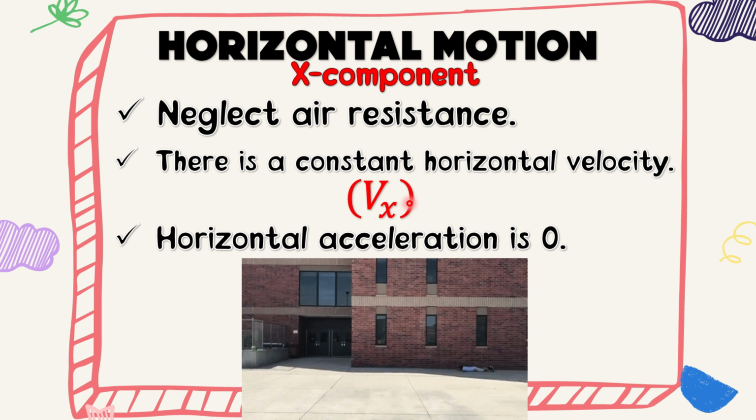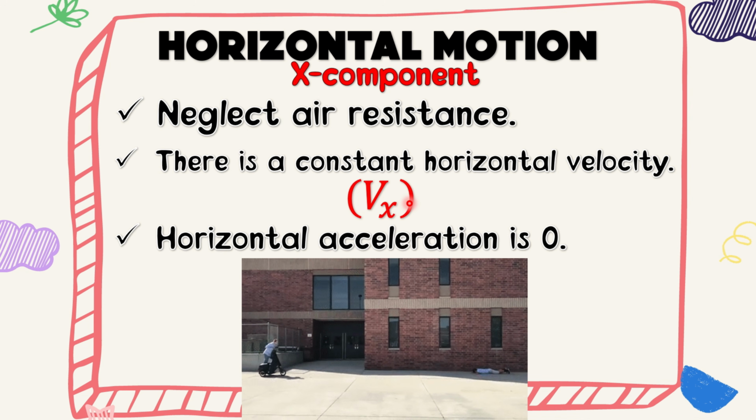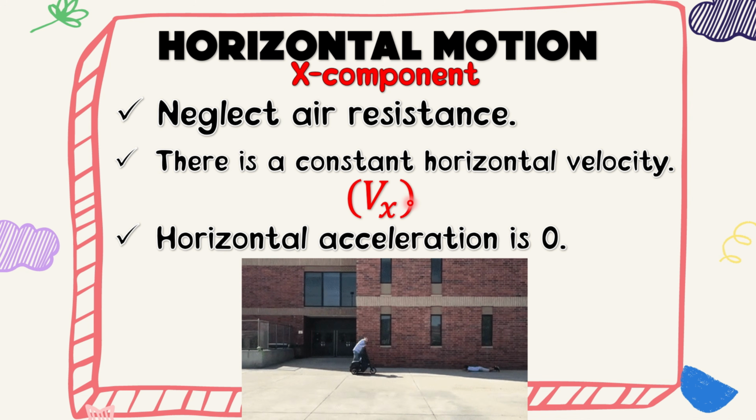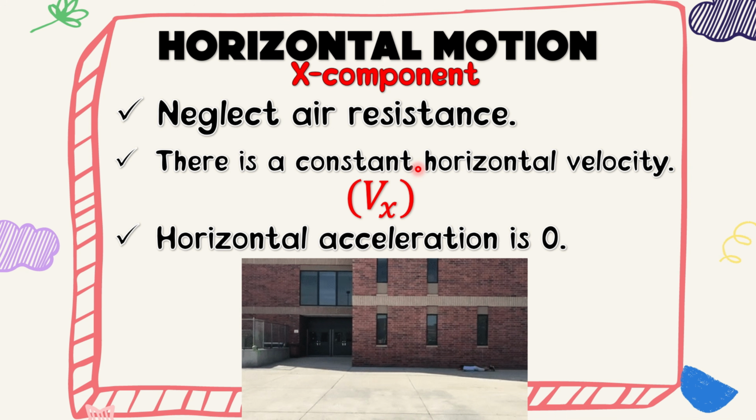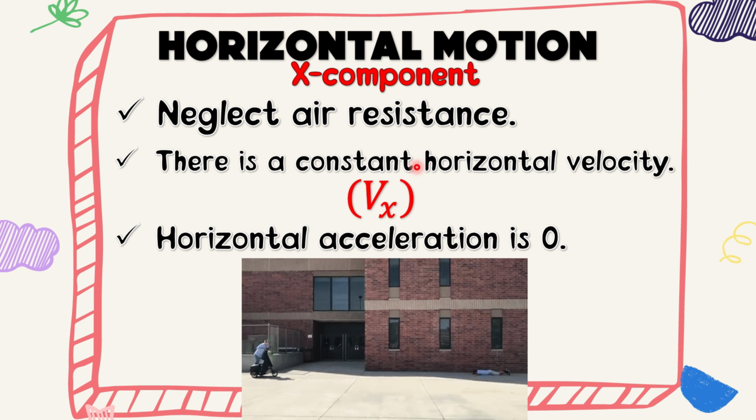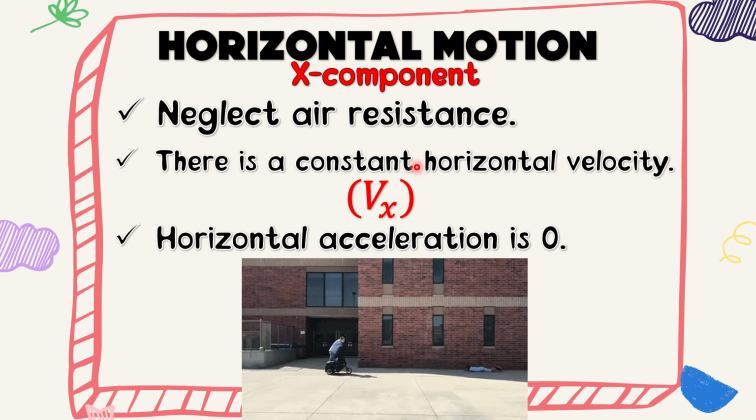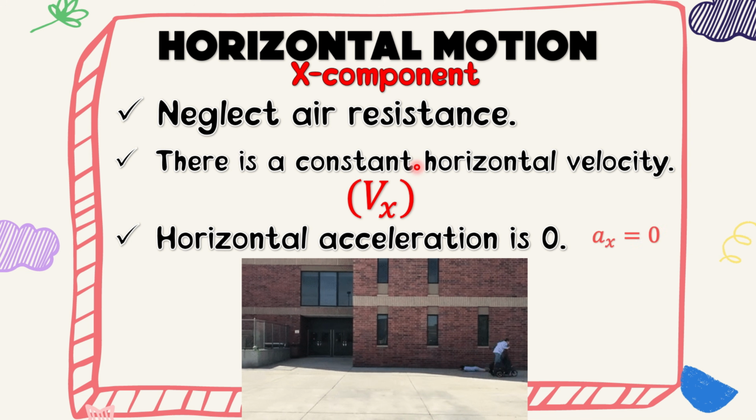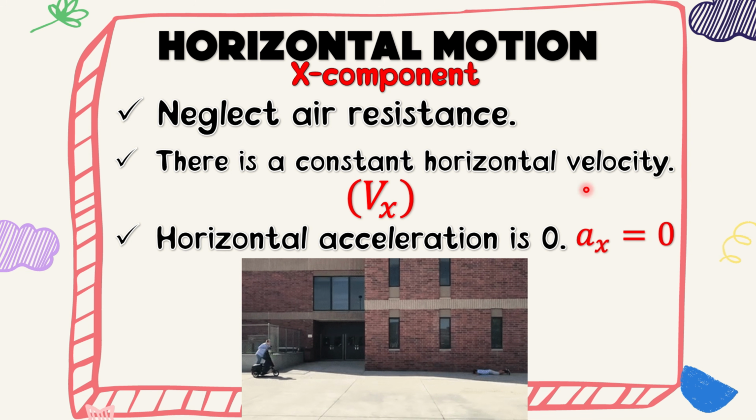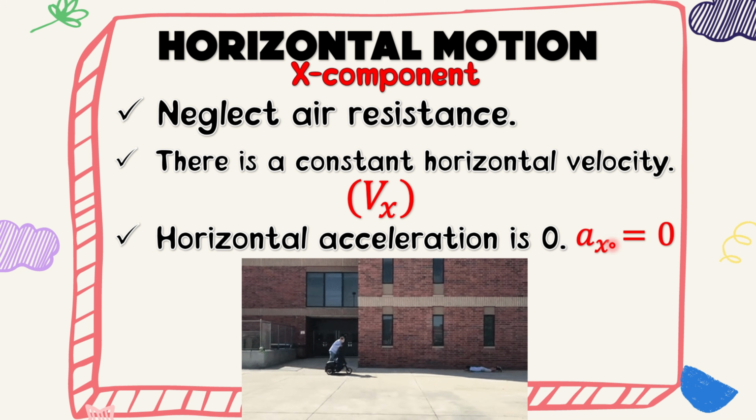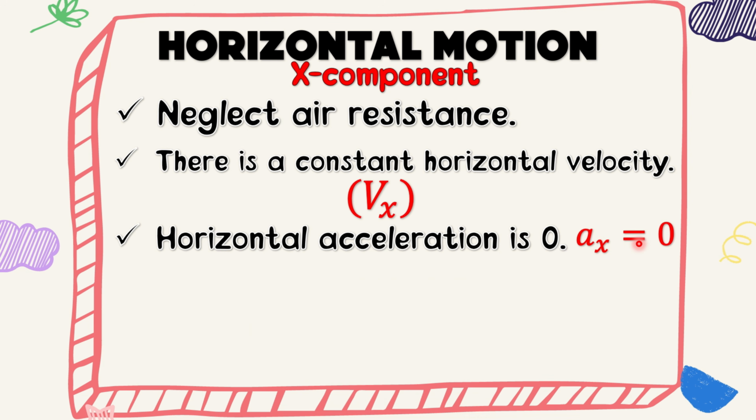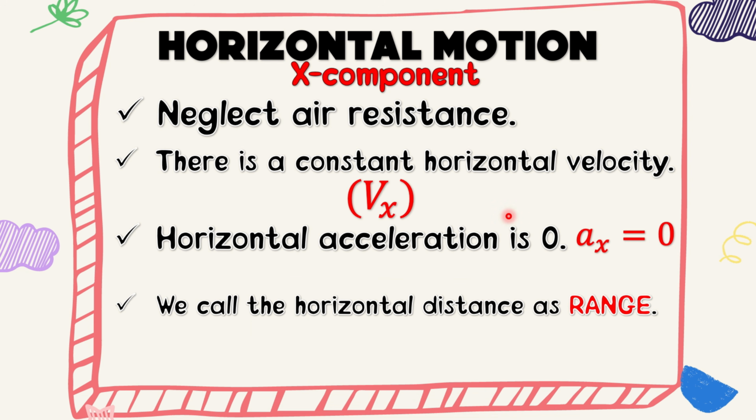Next, horizontal acceleration is 0. Why? Because there is no external force acting along the horizontal motion. It means that acceleration does not exist. And it is represented as ax, a for acceleration and x for the X component. Next, we call the horizontal distance as range, and it is represented as dx. d for distance and x for the horizontal component.